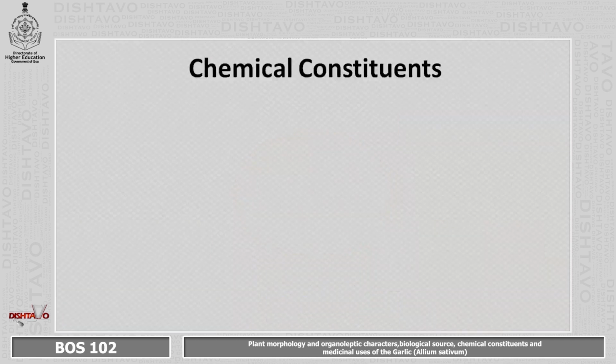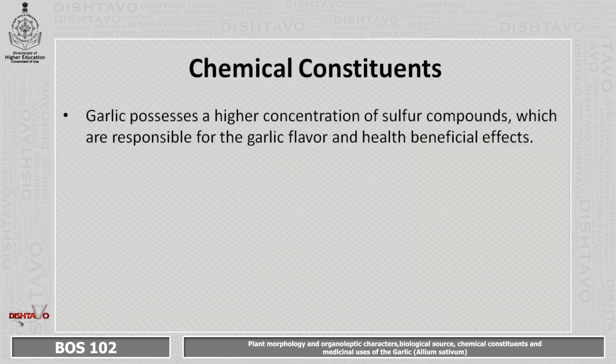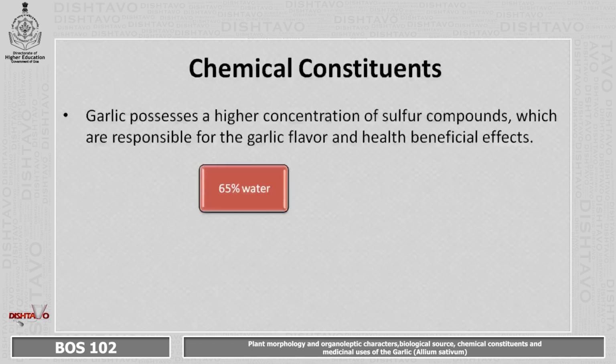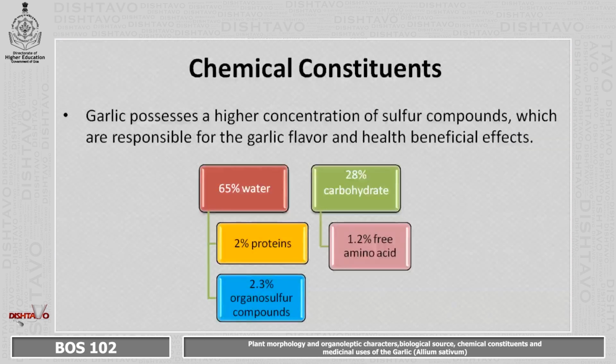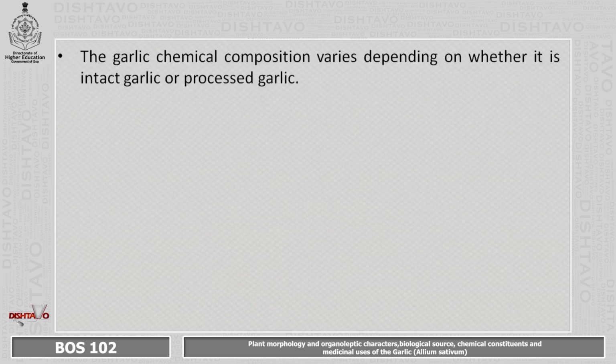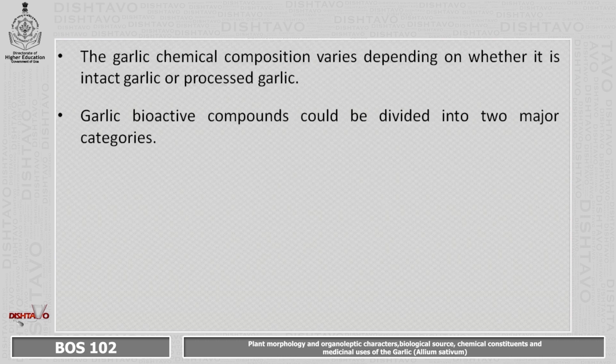Coming to the chemical constituents of garlic, it possesses a higher concentration of sulfur compounds which are responsible for the garlic flavor and health beneficial effects. Apart from sulfur compounds, garlic also constitutes 65% water, 2% proteins, 2.3% organosulfur compounds, 28% carbohydrate, 1.2% free amino acids, and 1.5% fiber. The garlic chemical composition varies depending on whether it is intact garlic or processed garlic.